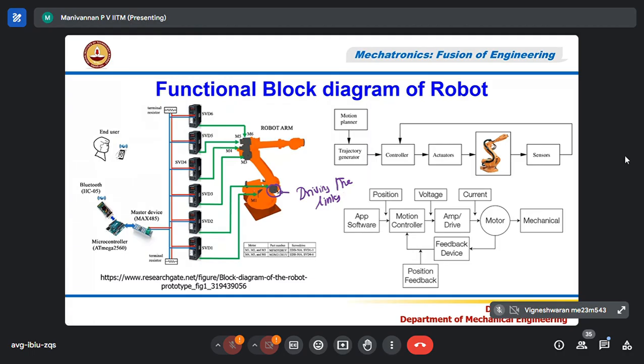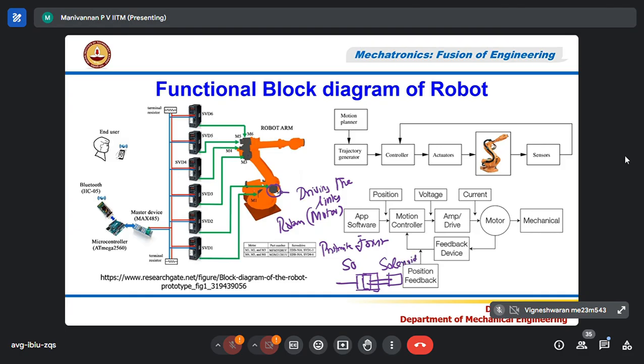If it is a rotary joint, it will have a motor. If it is a prismatic joint, it may have a solenoid. I told you it looks like a piston and a cylinder. So this is the piston, and this will be powered by a solenoid.